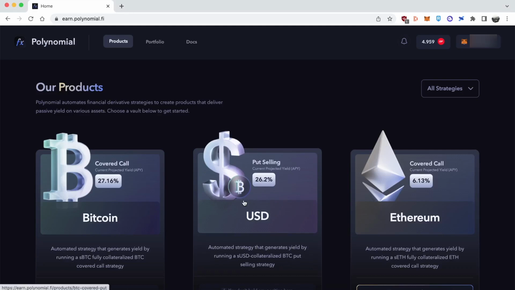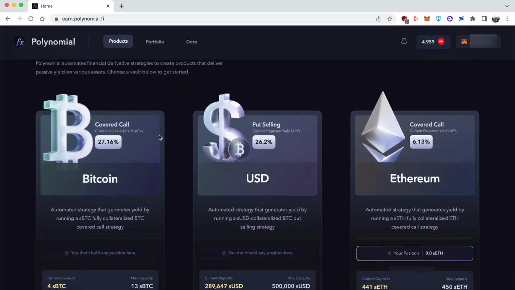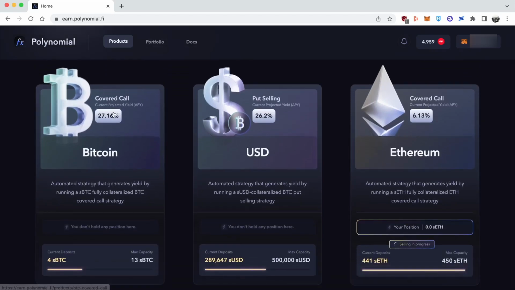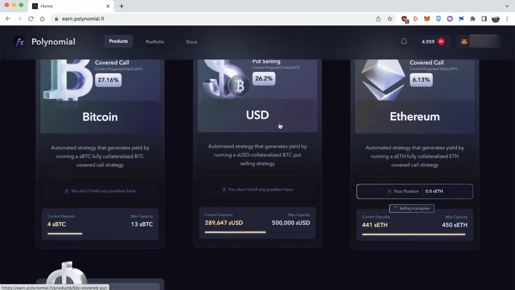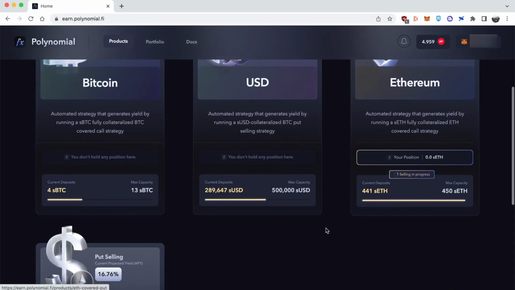I'm on the Polynomial website, earn.polynomial.fi, and you see there's 3 tabs at the top: products, portfolio, and docs. I'm on the product section because I want to use some of their products. Quick overview of what Polynomial is. They're a protocol that has a bunch of vaults that earn you yield on your crypto assets, and this yield is generated by different strategies involving options.